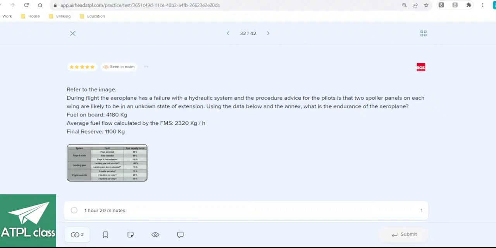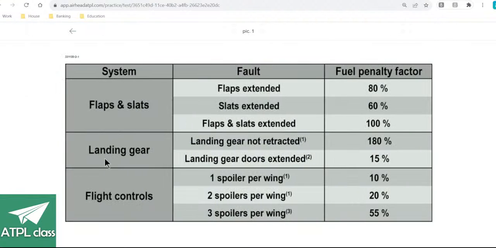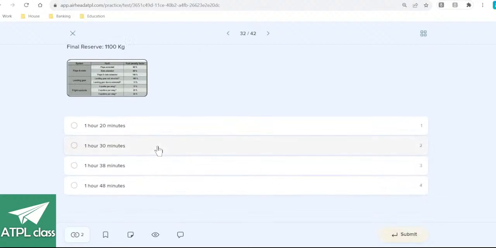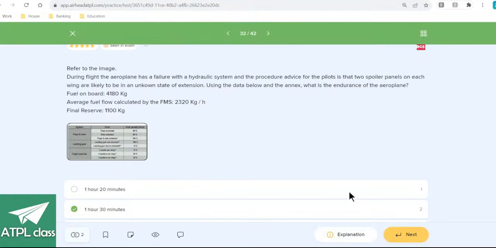Right, keep enthusiasm. Come on, we can do this. Fuel penalty factor, so flaps and slats. 2 spoiler panels. 2 spoilers per wing, 20% increase. Okay, so 2320 times 1.2. We're looking at a new fuel burn of 2784 kilograms per hour. If we've got 4,180 on board, divided by 2784, we're looking at 1.5 hours. Yeah, nice.